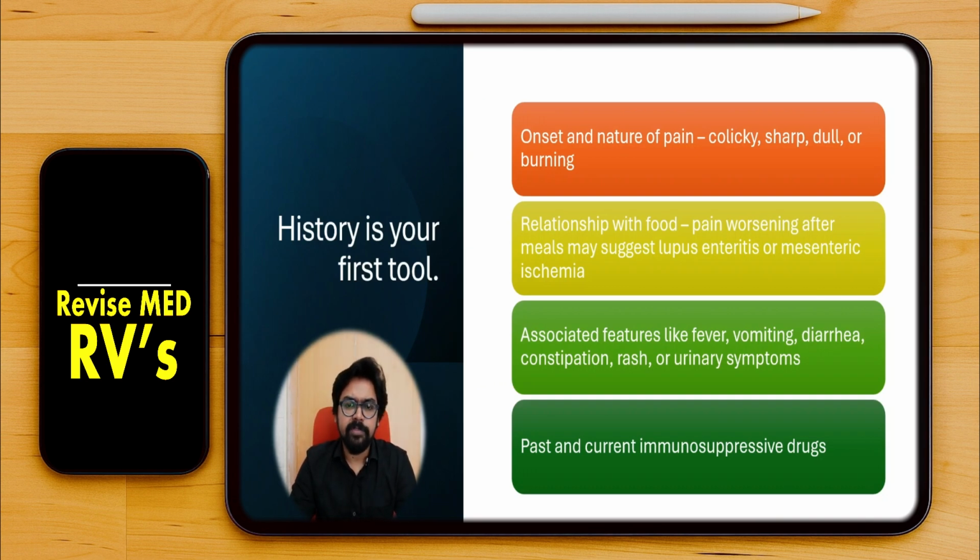So you have to ask about the onset and nature of the pain, whether it's colicky, sharp, dull or burning type of pain, whether it is continuous pain, because that's a more important type of pain, and the relationship of the pain with the intake of food, whether the pain is worsening after meals. It is more suggestive of a lupus enteritis or mesenteric ischemia, and can also be associated with an ulcer.